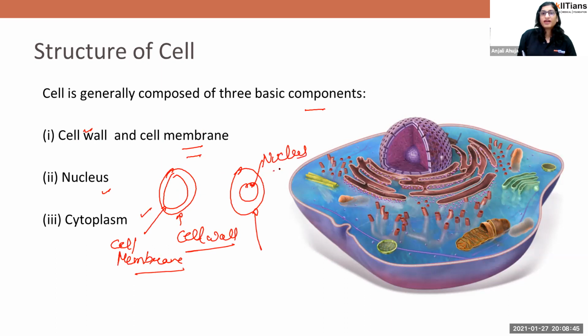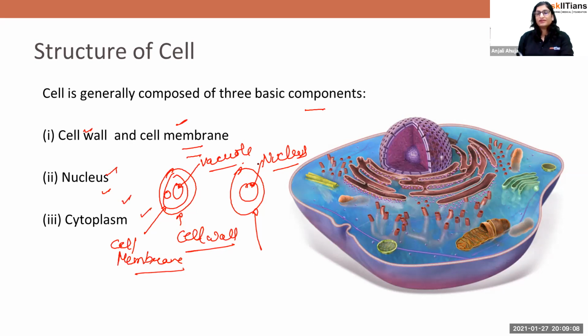One thing to remember, guys: in the plant cell, the nucleus is not present at the center. In the animal cell, the nucleus is present at the center, but in the plant cell, the nucleus is present at the periphery because most of the space is taken up by the vacuole. That's the difference. But the basic structure is cell membrane, nucleus, and cytoplasm.